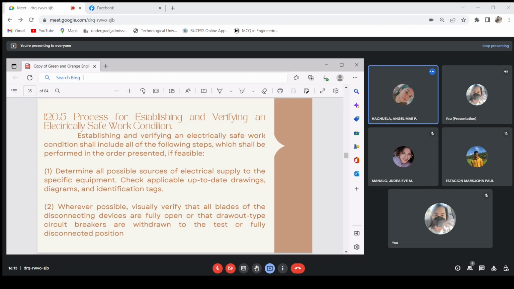Number 1, determine all the possible sources of electrical supply to the specific equipment, check applicable up-to-date drawings, diagrams, and identification tags. Number two, wherever possible, visually verify that all blades of the disconnecting devices are fully open or that draw-out type circuit breakers are withdrawn to the test or fully disconnected position. Next.